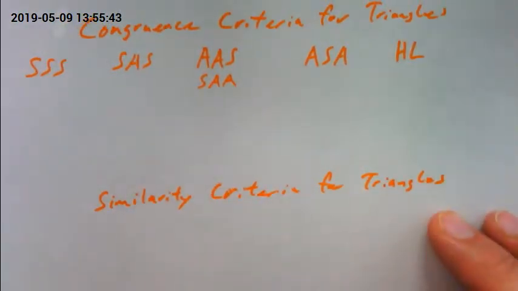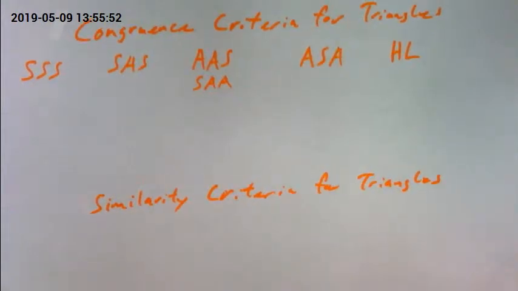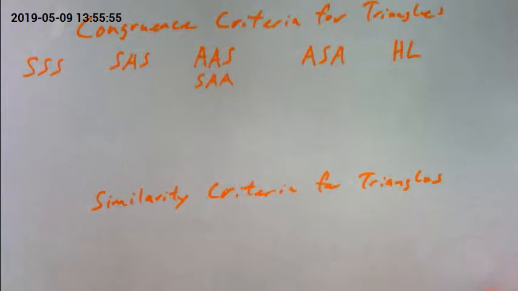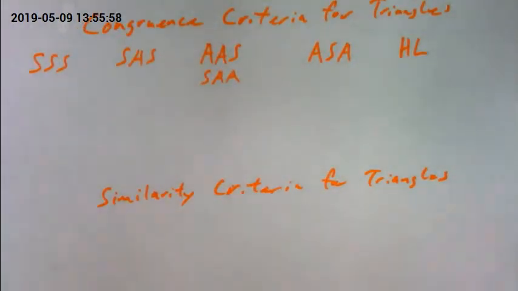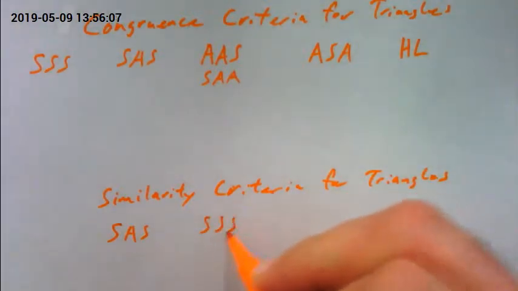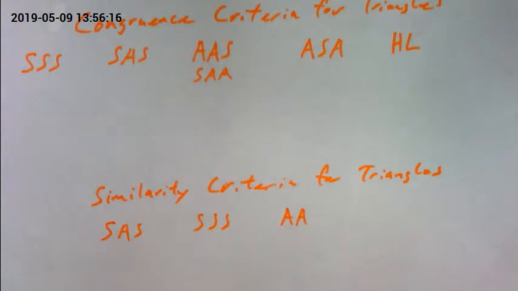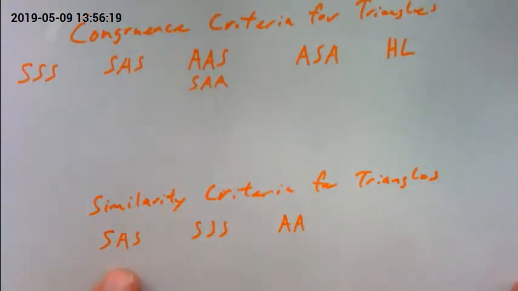Similarity criteria. There were a couple that we had. Anybody remember any of the similarity criteria? Isn't SAS one of our triangles or congruent? SAS, I was right. SSS. AA. So, for similarity, these were the ones that worked for similarity. Because, again, you can have 2 sides and included angle, all 3 sides, or just 2 angles.